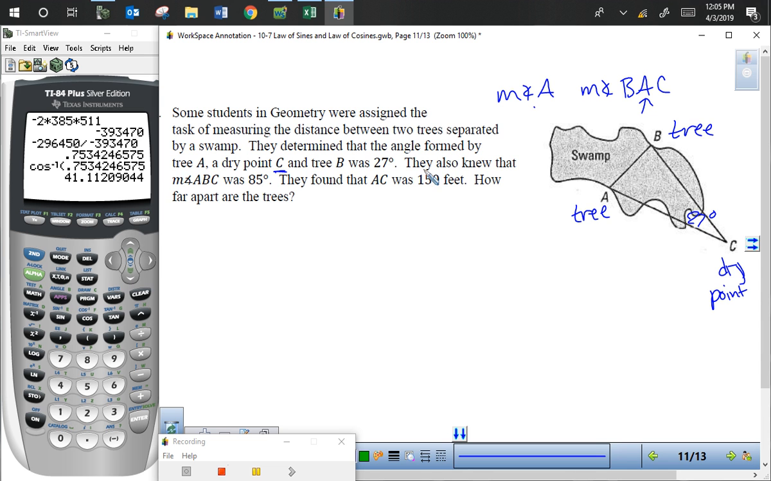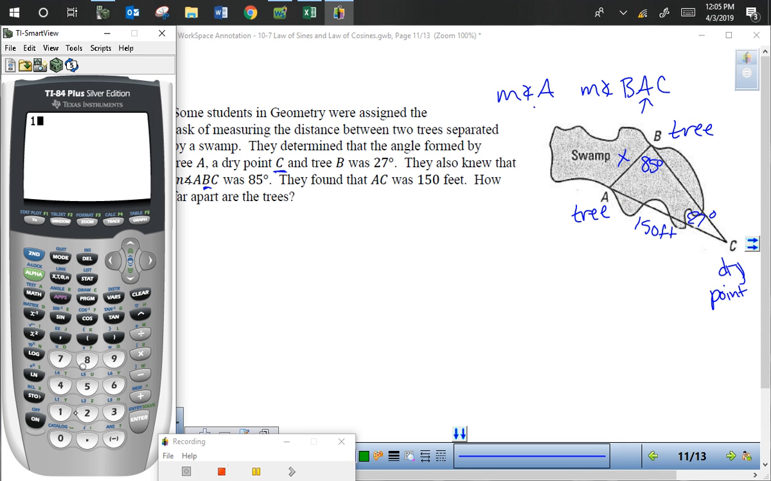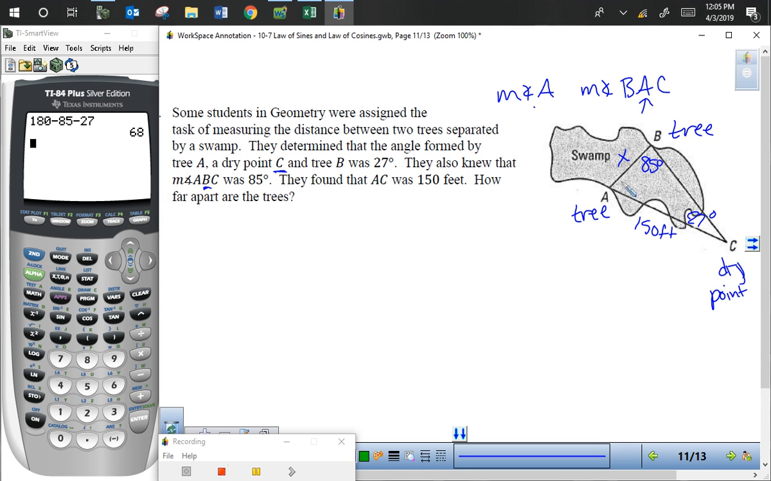Alright, then it also says that measure of angle ABC was 85, so remember again the middle one is what counts, so angle B is 85 degrees. And then AC, the length, was 150. How far apart are the trees? So if we're solving for between the trees, we need an X right there. Once again, we want to decide if this is a right triangle, so 180 minus 85 minus 27, just to check. It says 68 degrees, okay, so it's not a right triangle.